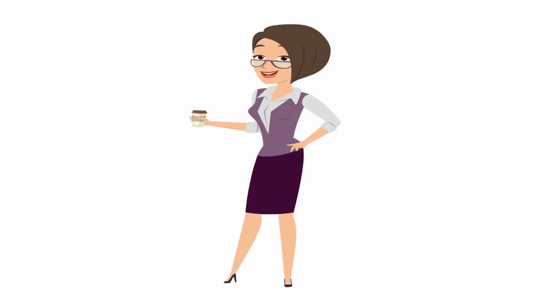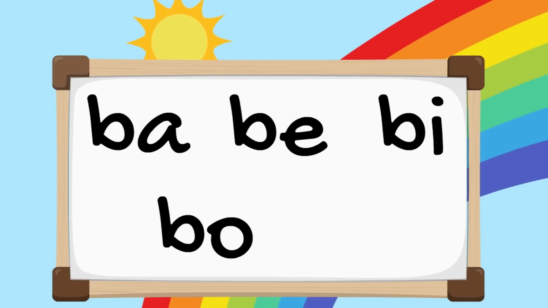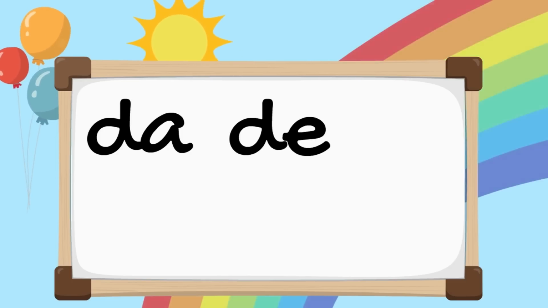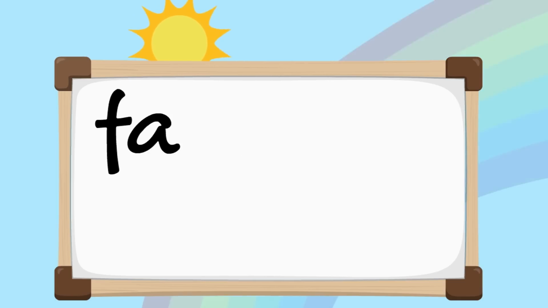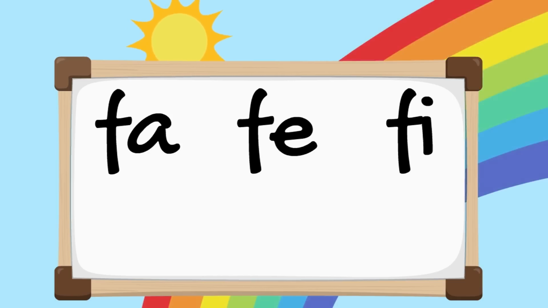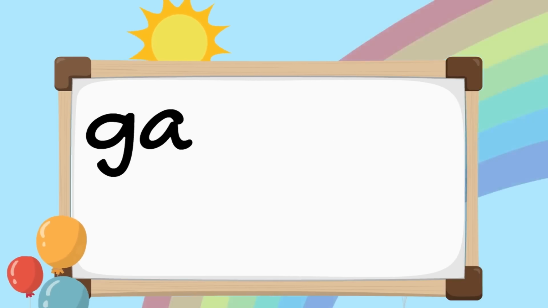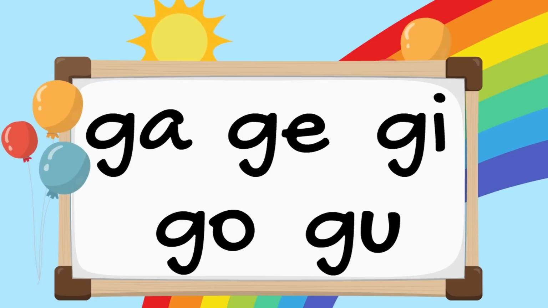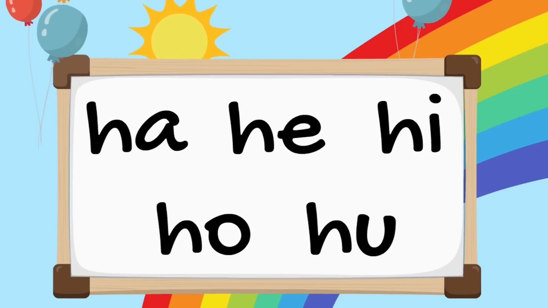Good job! Now let's do this for all the consonants. Ba, be, bi, bo, bu. Da, de, di, do, du. Fa, fe, fi, fo, fu. Ga, ge, gi, go, gu. Ha, he, hi, ho, hu.